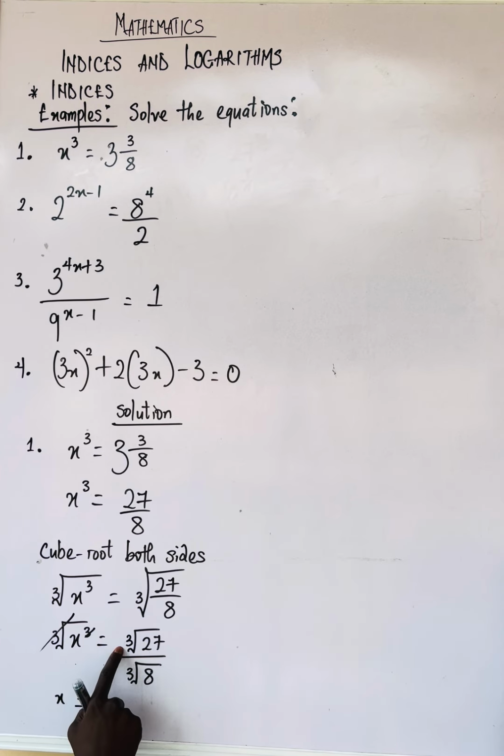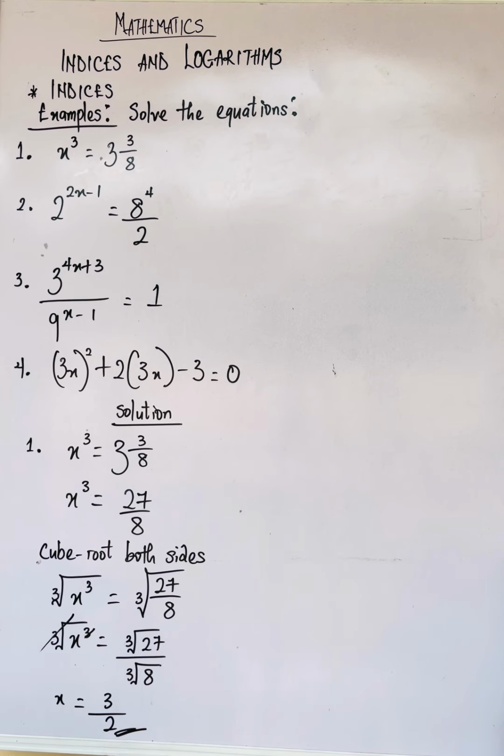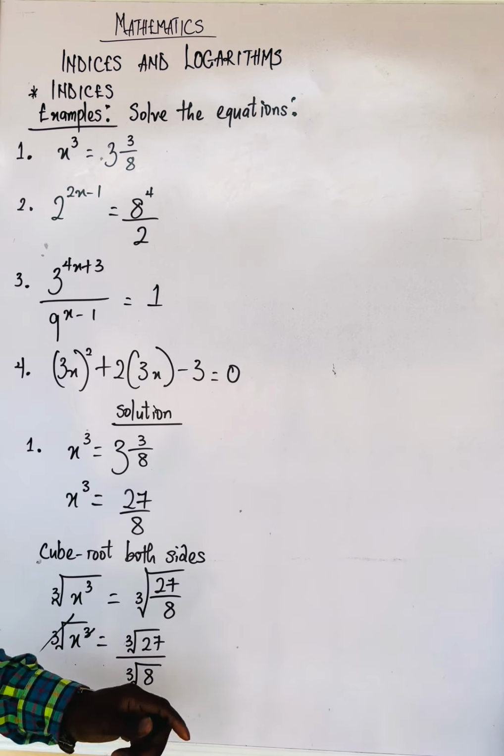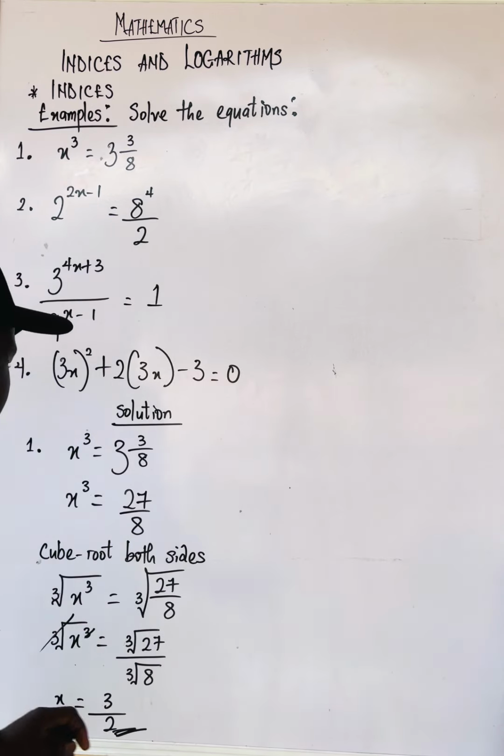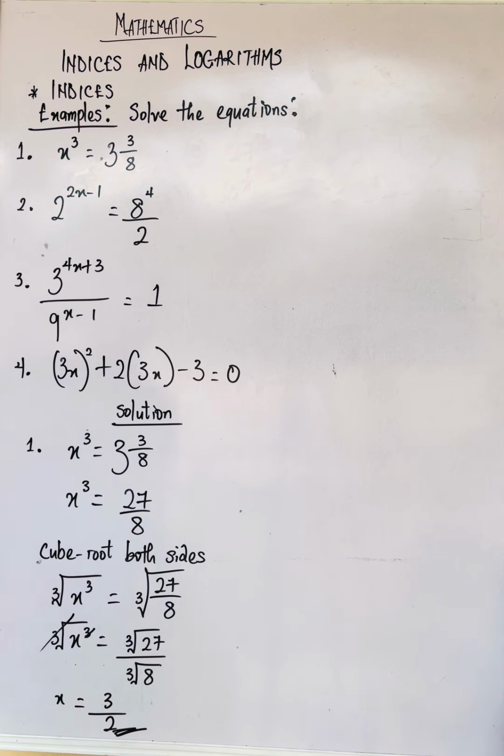What can we multiply in 3 places that will give us 27? That's 3. Then what can we multiply in 3 places that will give us 8? Cube root of 8 will give us 2. So x equals 3 over 2, and that's the final answer. See, it's not hard. It's not hard at all. So now let's go to question 2.